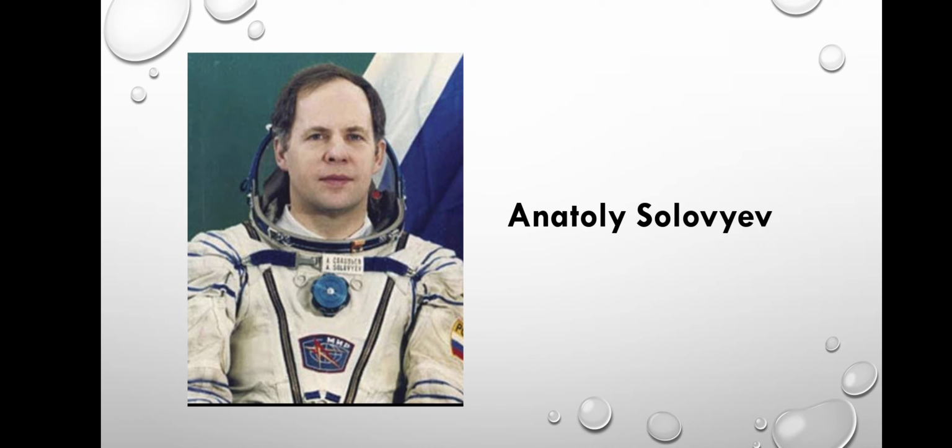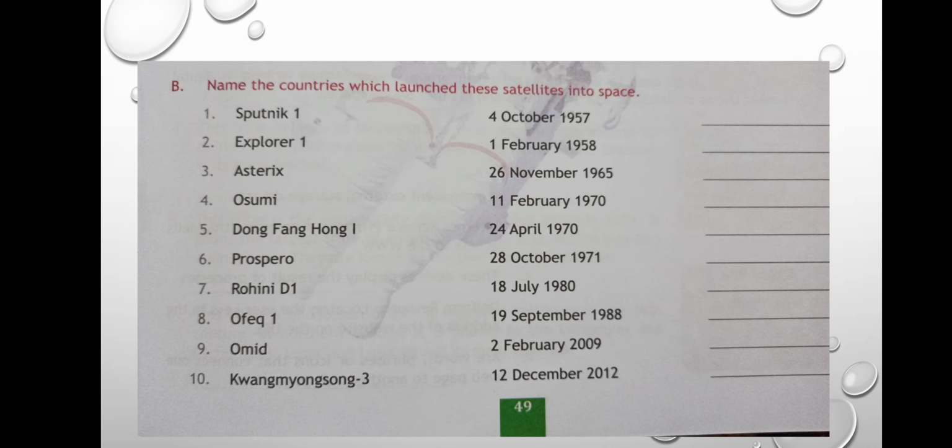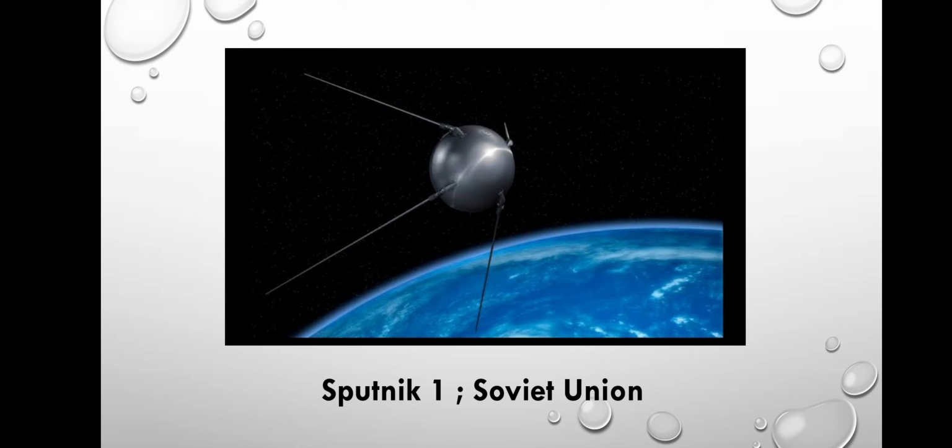The next part of this topic is to name the countries which launched these satellites into space. So the name of the satellite is given and the date of launch is given. We are going to tell about the country. So let's start. First is Sputnik 1, launched on 4th October 1957. It was launched by the Soviet Union. These days, the Soviet Union is now known as Russia. So it was launched by Russia or the Soviet Union, you can say.